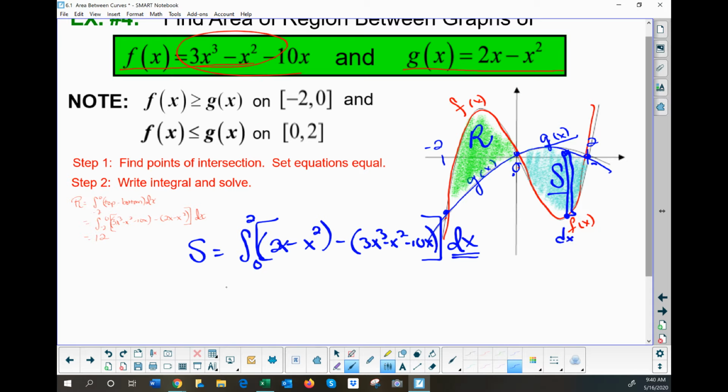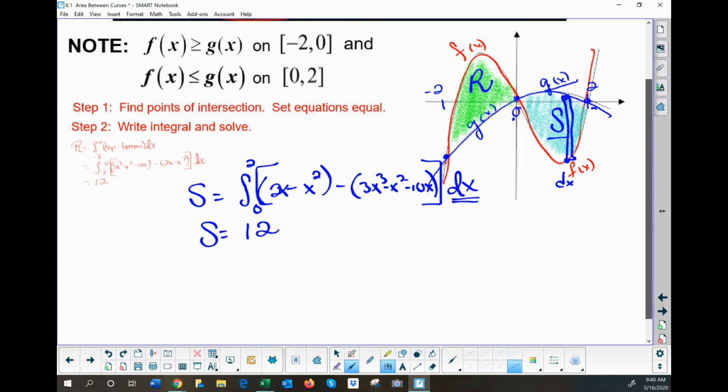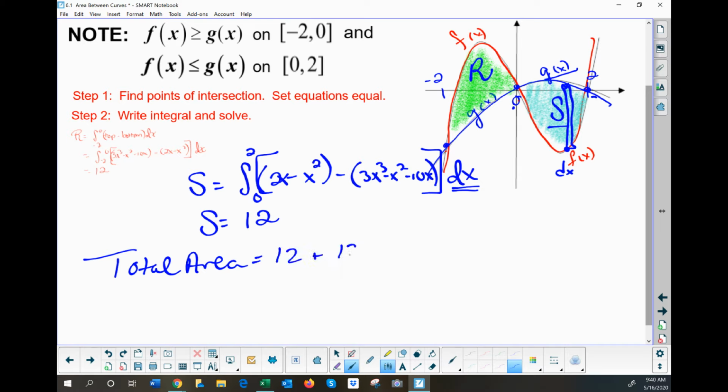Very, very small width. And if I calculate this using a calculator, I get 12 for that one as well. So I get the total area is equal to 12 plus 12, or 24 square units. So if I have a shift in those functions, what was once top function becomes bottom function, you will want to do those in separate integrations.